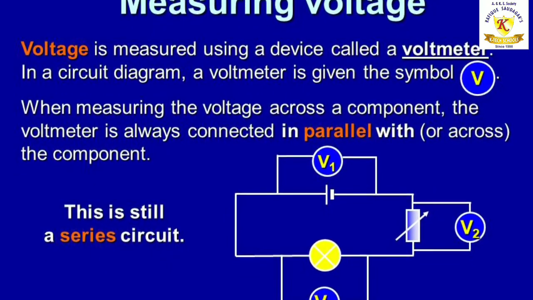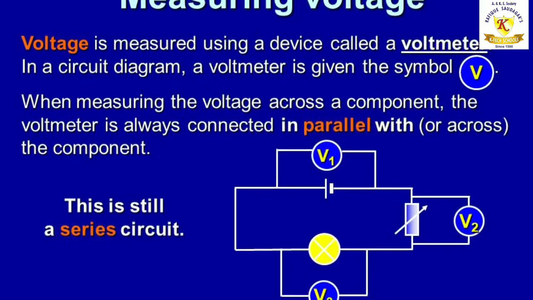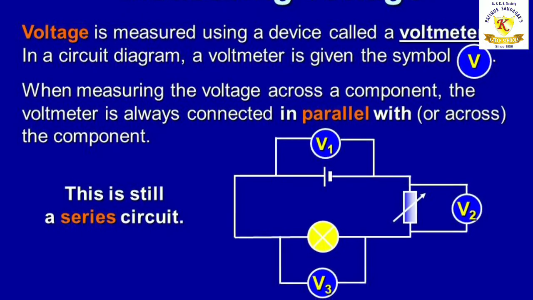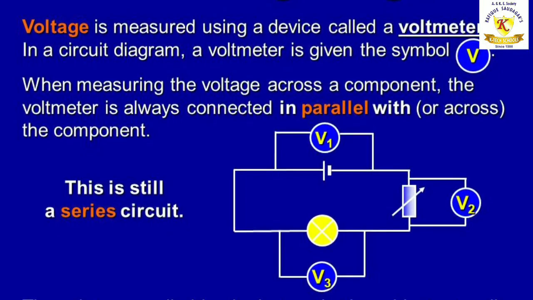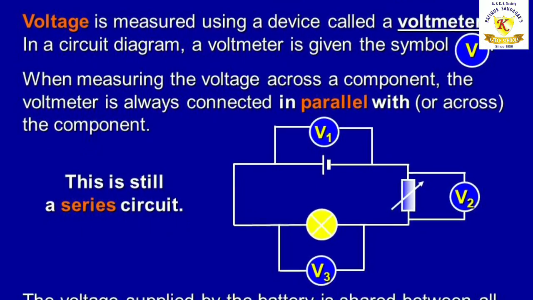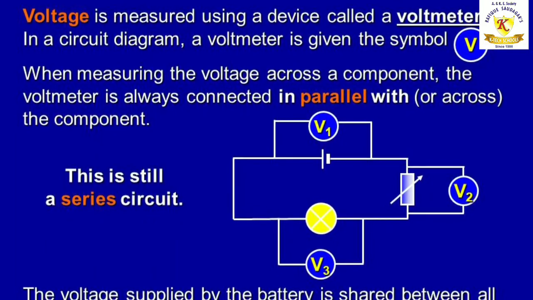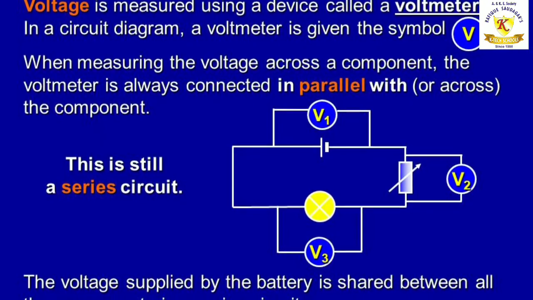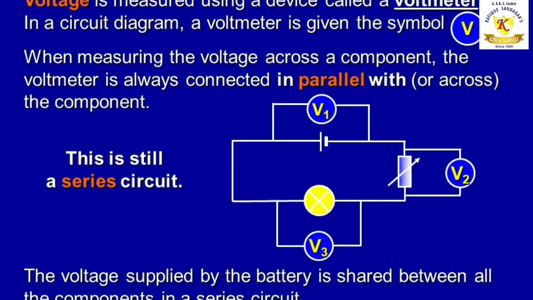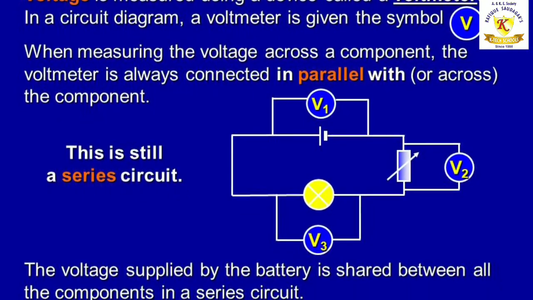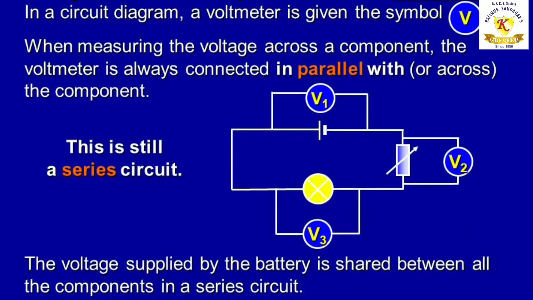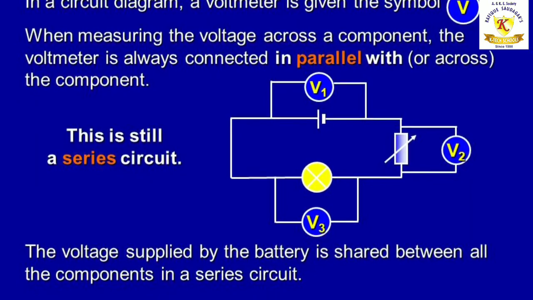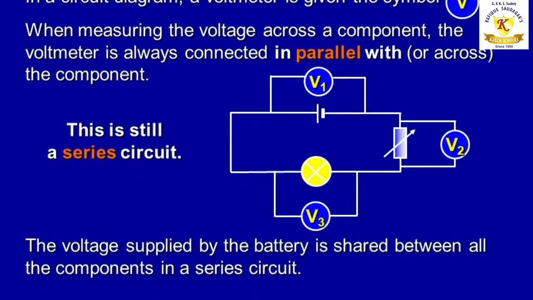Measuring voltage. Voltage is measured using a device called a voltmeter. In a circuit diagram, a voltmeter is given by the symbol V. When measuring the voltage across a component, the voltmeter is always connected in parallel with, that is, across the component. The voltage supplied by the battery is shared between all the components in a series circuit.